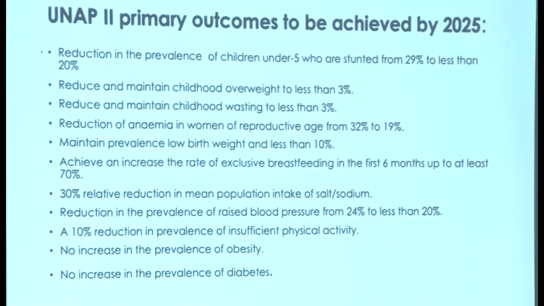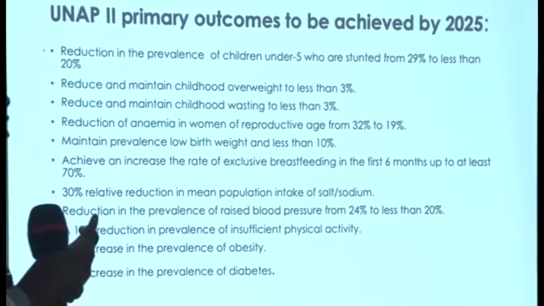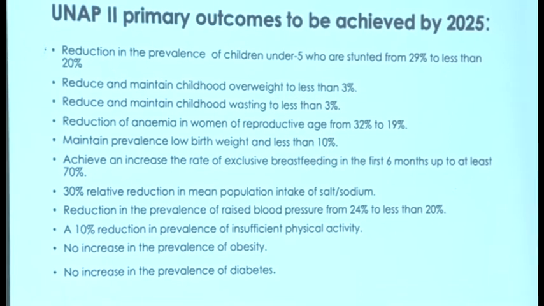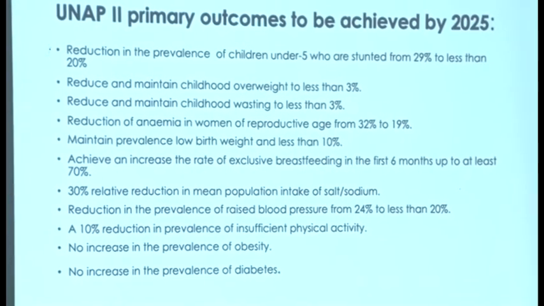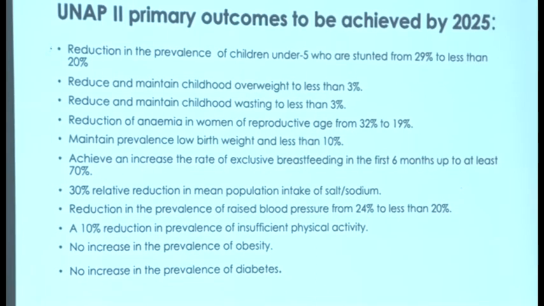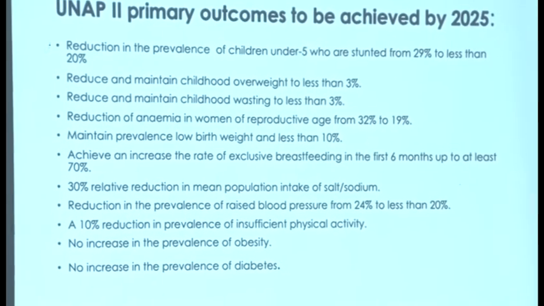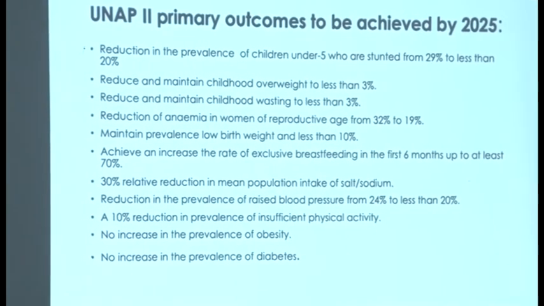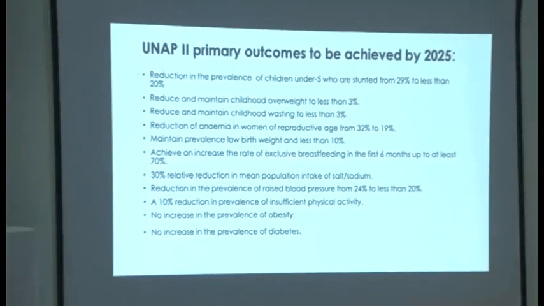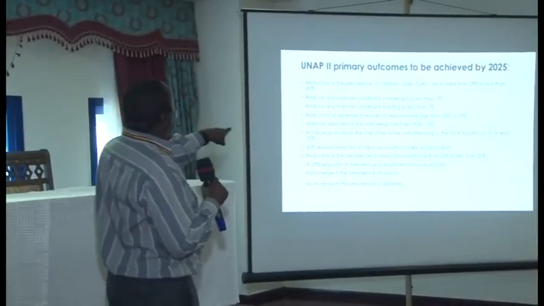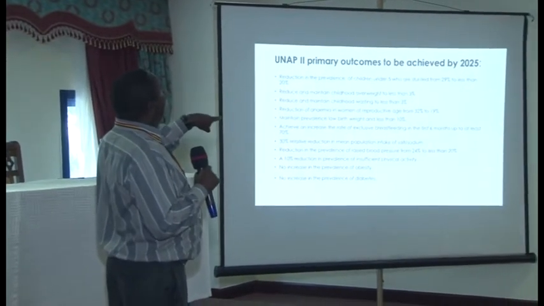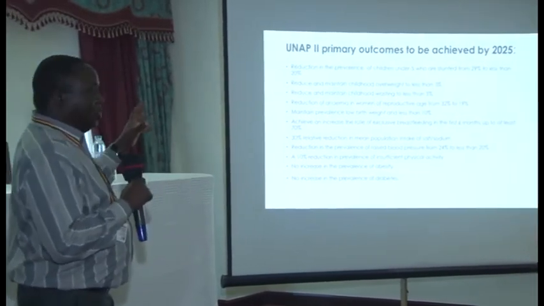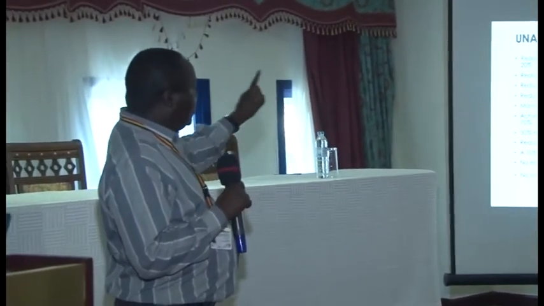Reduce and maintain childhood overweight to less than 3%. We need to know and track this indicator if we are going to trace whether we are moving forward or we are moving backwards. Reduce and maintain childhood wasting to less than 3%. We need data and we need evidence. I said I'm not going through everything. I will share this. You can have time to read. Achieve an increase in the rate of exclusive breastfeeding in the first 6 months up to at least 70%. We need information and we need data to track this.